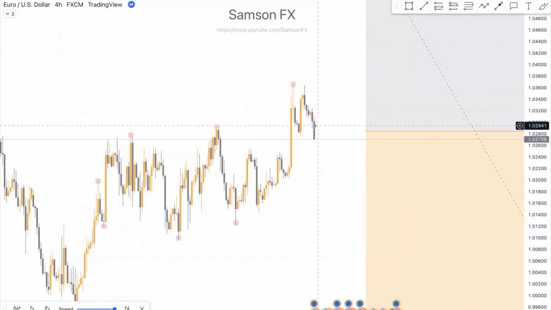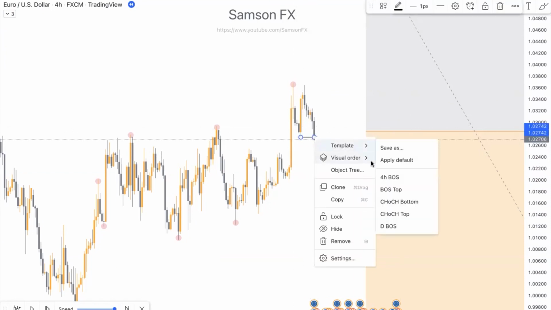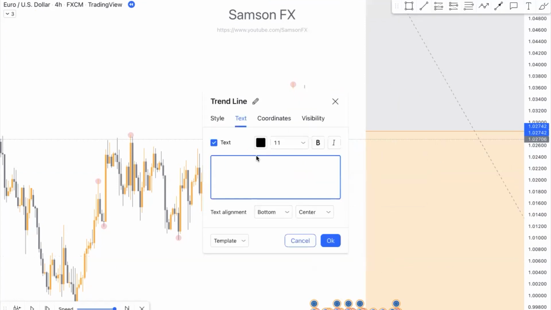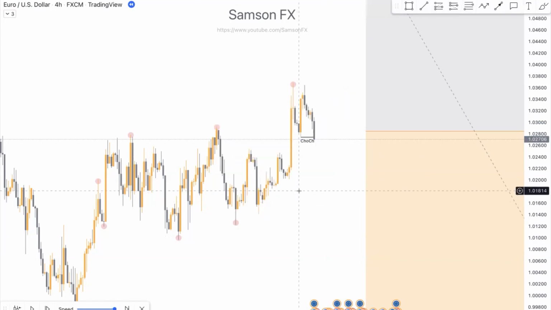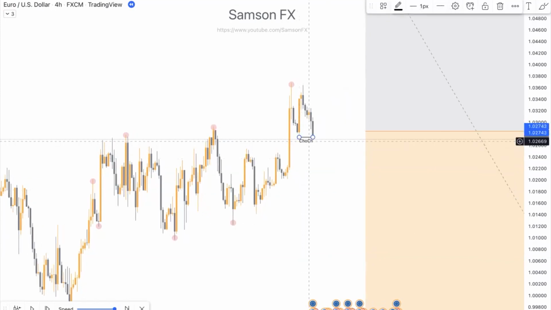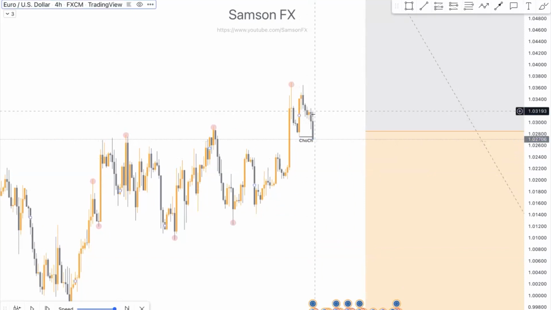This is where the change of character takes place, and this is the importance of change of character. Okay, so this was the last demand that put in the high. So this will be your 4-hour change of character. Okay, so we'll go ahead and move it a little bit up just to be exact.